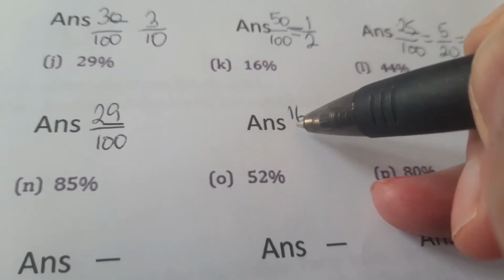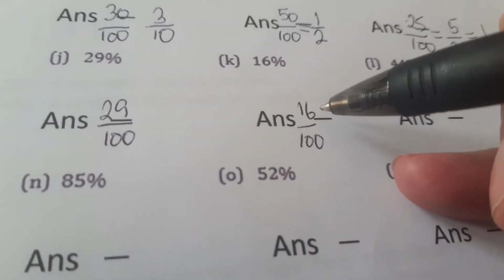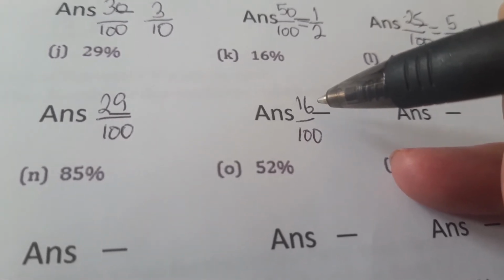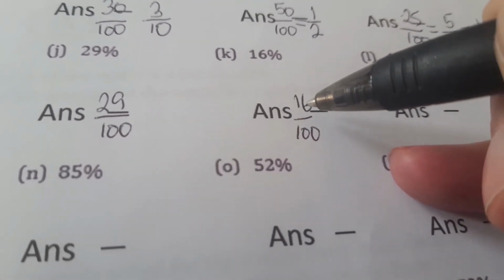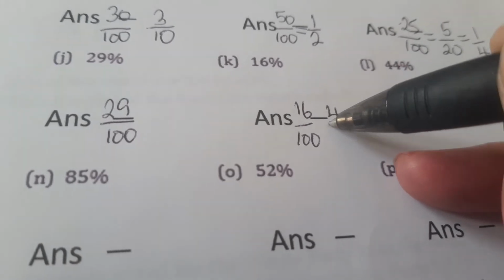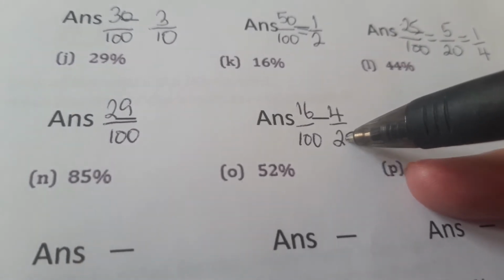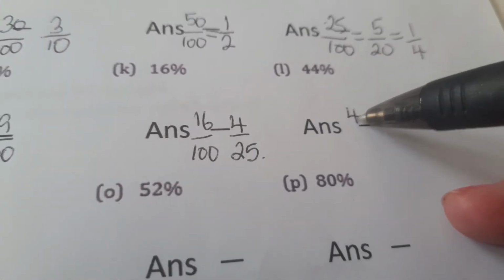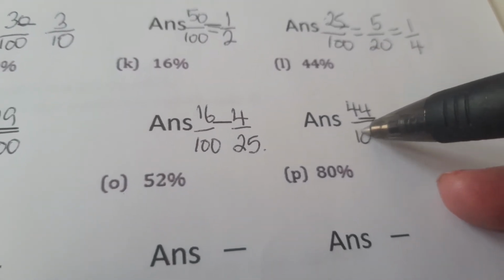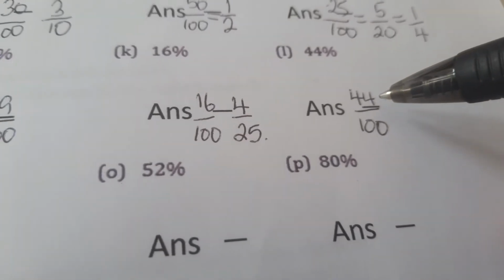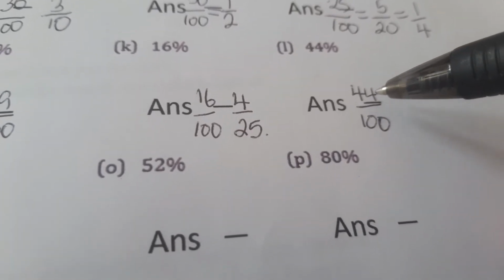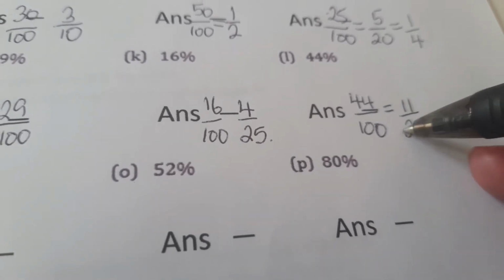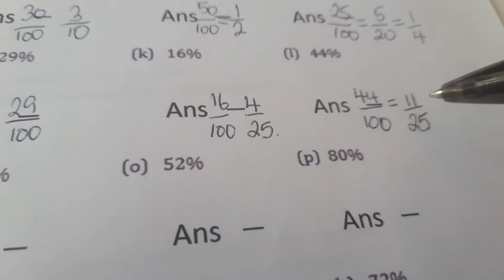16. Now 2 goes into 16. But you should probably recognise that 4 goes into 16. So divide by 4. 4 goes into 16 4 times. 4 into 100 goes 25 times. 44. Start 44 over 100. So yes, it's even, so 2 goes in, but you should recognise that 4 goes in. 4 goes in 11 times. 4 goes into 100 25 times.